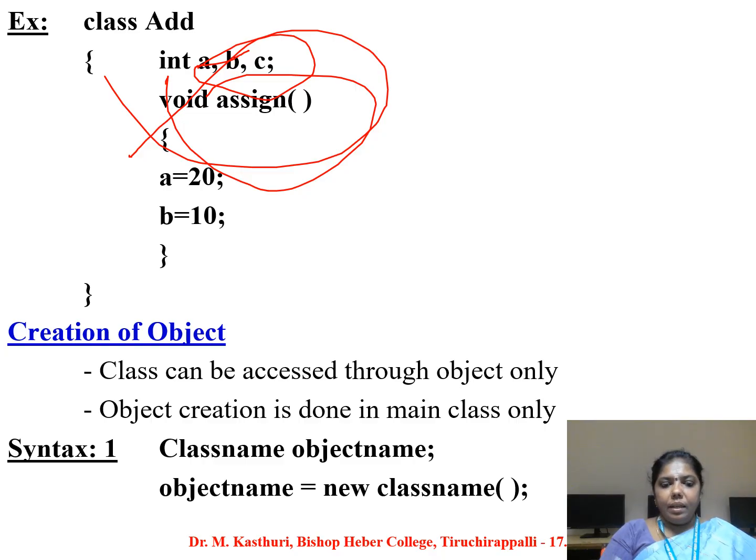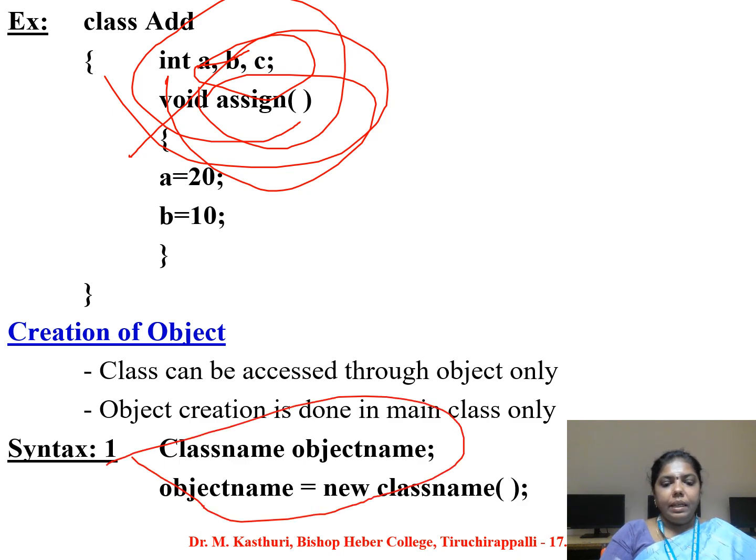Suppose you create an external class and you want to access these variables and methods in the main class, at that time you need to create objects. With the help of an object only, we can access variables and methods inside the class. For example, here in this part we have a syntax. There are two different types to create objects.